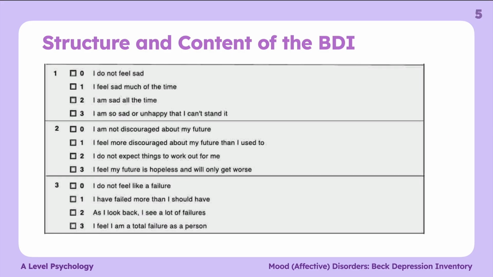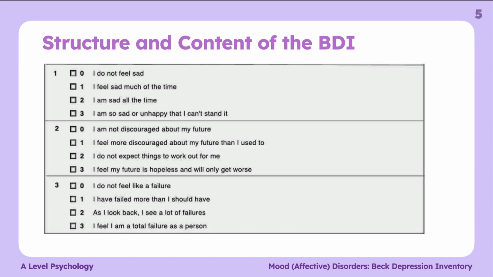Now let me show you what it looks like. This is a sample of the BDI. As you can see, the first item is about sadness. The person is given 4 statements to choose from. Each one reflects a different level of severity. We discussed that already. Now, this brings us to the scoring system.